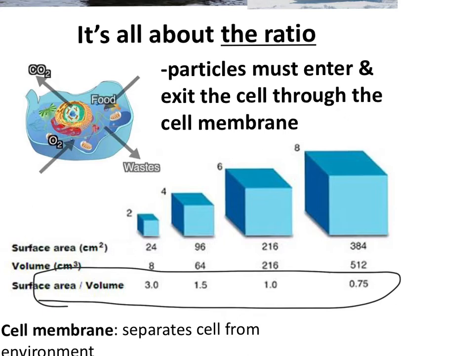Even though this cell on the right has the biggest surface area, if a tiny little particle had to float to the center of that cell, it would have a heck of a time getting to the center. Whereas here, if we need a particle to float to the center, it is a lot closer. So all about the ratio. You want to have a huge surface area compared to the volume.